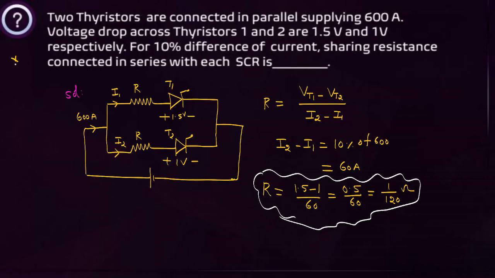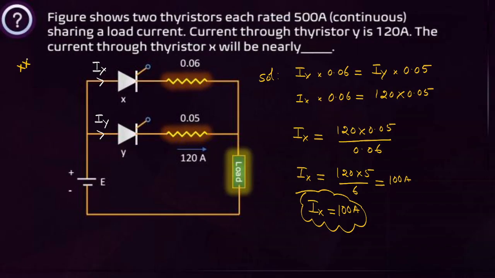And this is the question based on the parallel connection of SCRs. This is one more question based on the parallel connection of SCRs. In parallel connection, voltages are equal. Voltage across this branch equals voltage across this branch, we can equate and get the current. Very simple. This is a previous GATE question. This is about the detailed discussion of series and parallel connection.